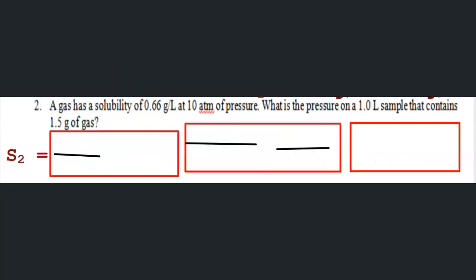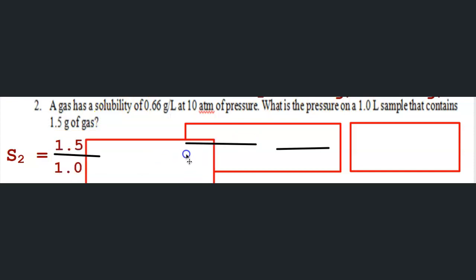The next problem states that a gas has a solubility of 0.66 grams per liter at 10 atmospheres of pressure. What is the pressure on a 1.0 liter sample that contains 1.5 grams of gas? So this is our ending pressure and solubility, but we're solving for the ending pressure. But to do that, we first need to figure out what the solubility is.